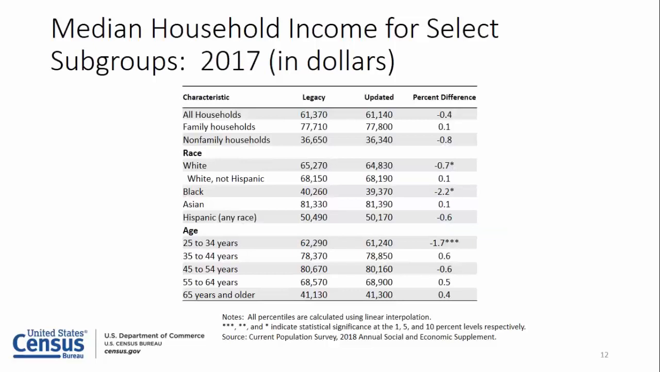Here you can see that the two estimates for median household income for all households are not statistically different from each other. Looking across different population groups, three groups do have statistically different median household incomes when using the new processing system.